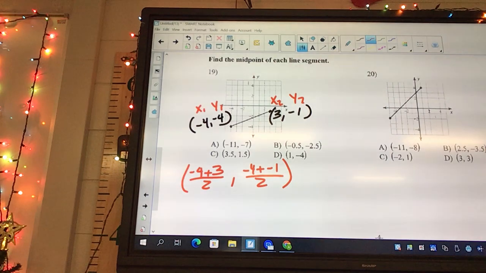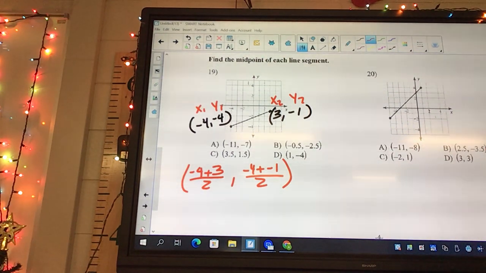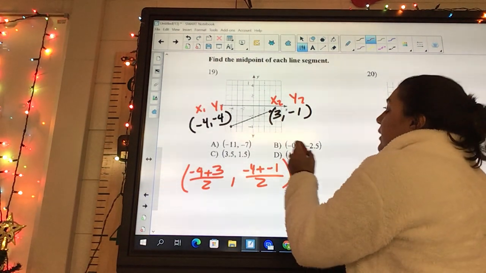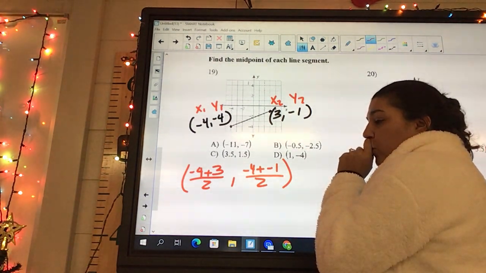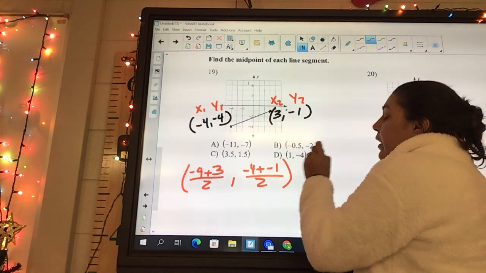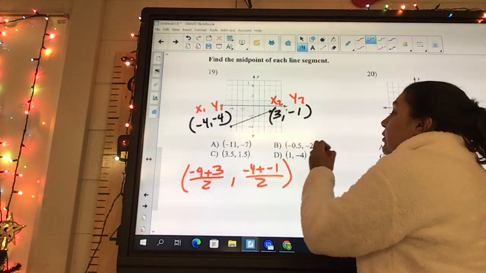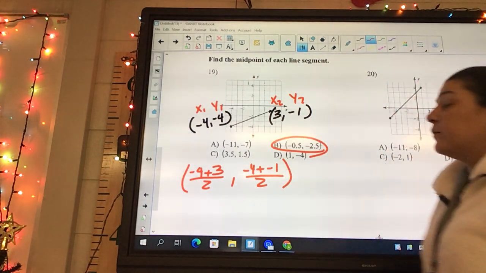Okay, what'd you get for the first one? If you got a fraction, put the SD button. I got -0.5. Okay, so which answer is that for the first one? Look at your answer choices. B. B, so you don't even need to do the Y part.